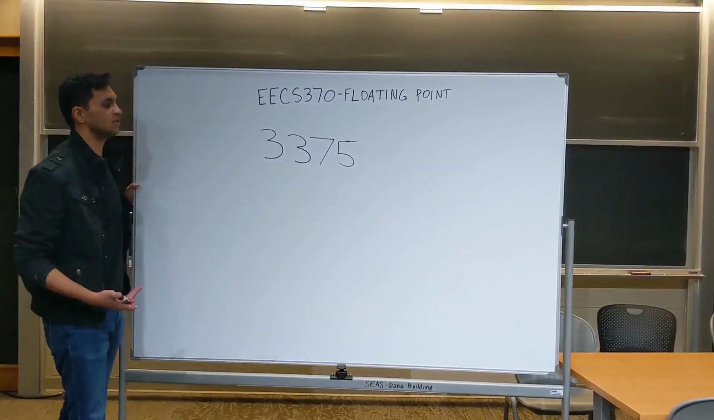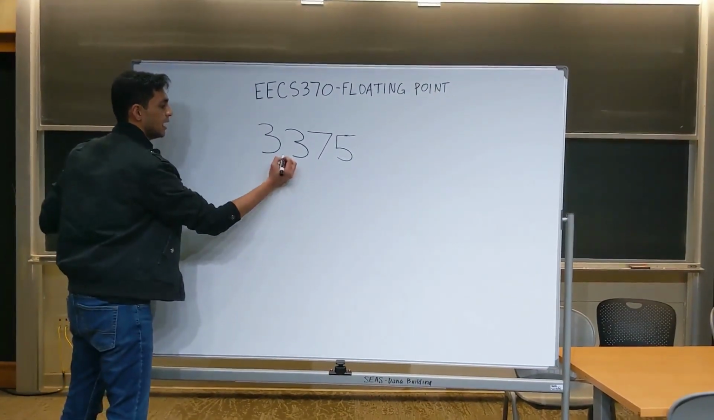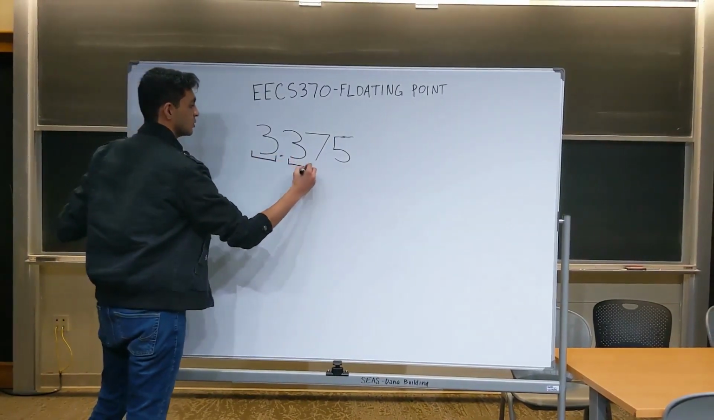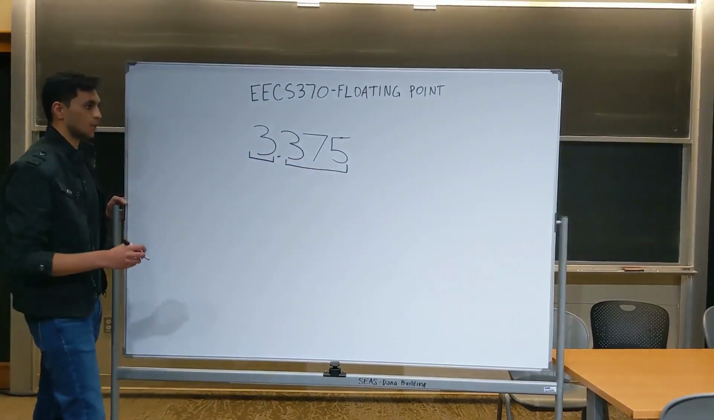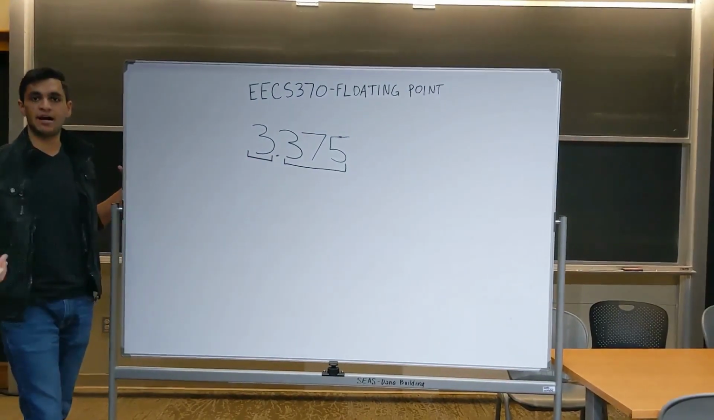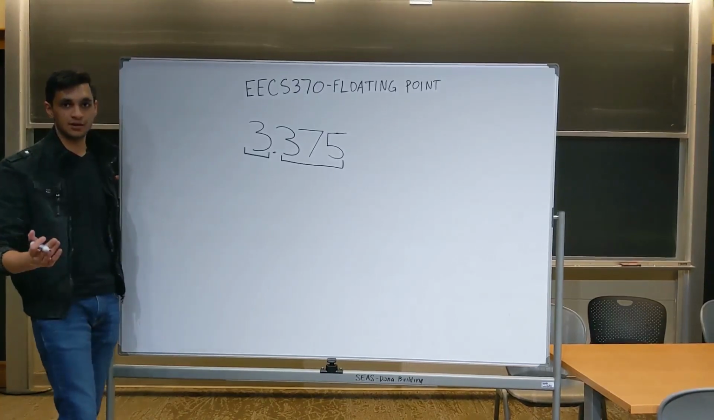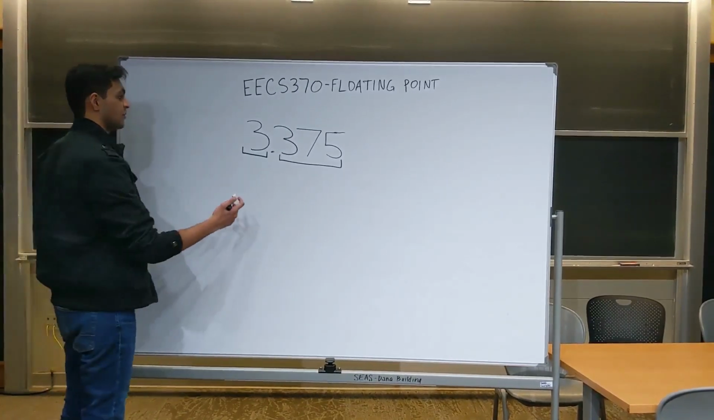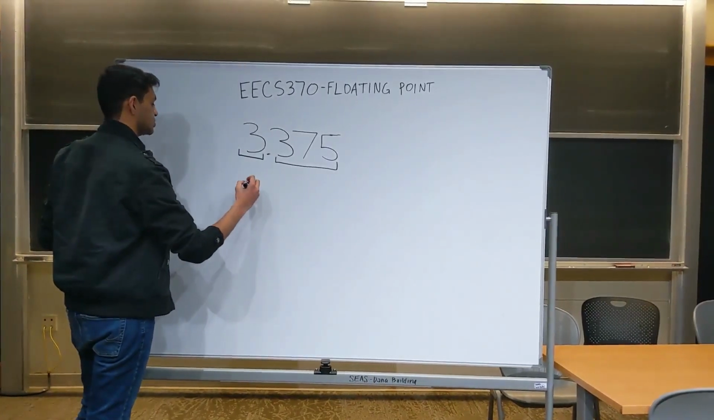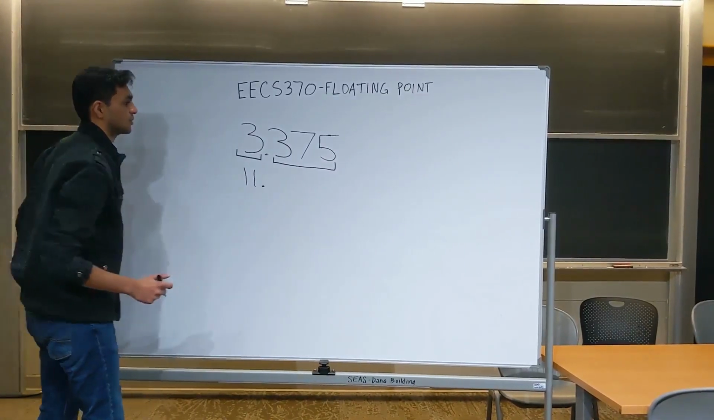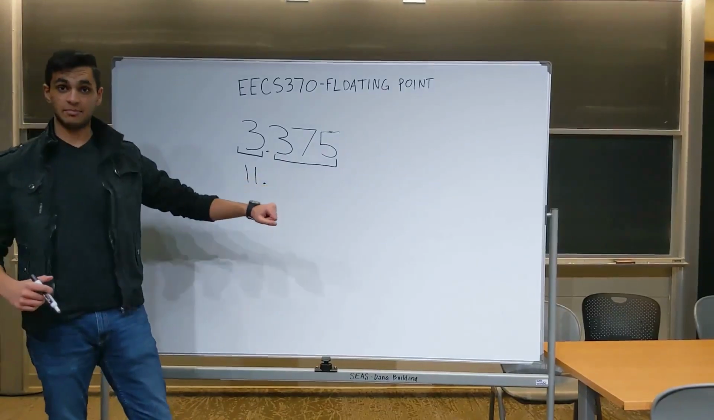The first thing we need to do is take our number and look at both what's to the left of the decimal point and what's to the right. We're going to take what's to the left and convert that to binary. And we're very familiar with how to do that. We just take the value and convert it as we've been doing throughout the semester so far. So 3 in binary is just 1, 1. Now the tricky part comes with converting 0.375 to binary.